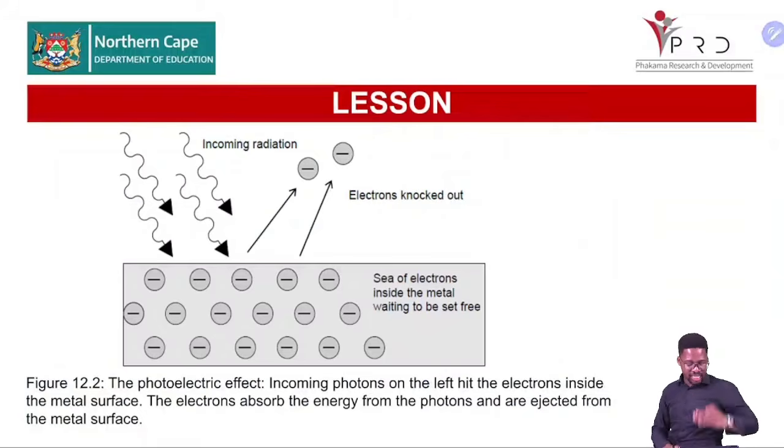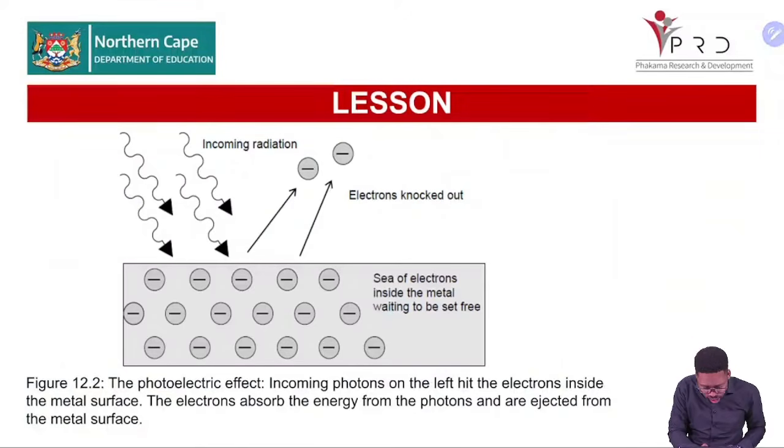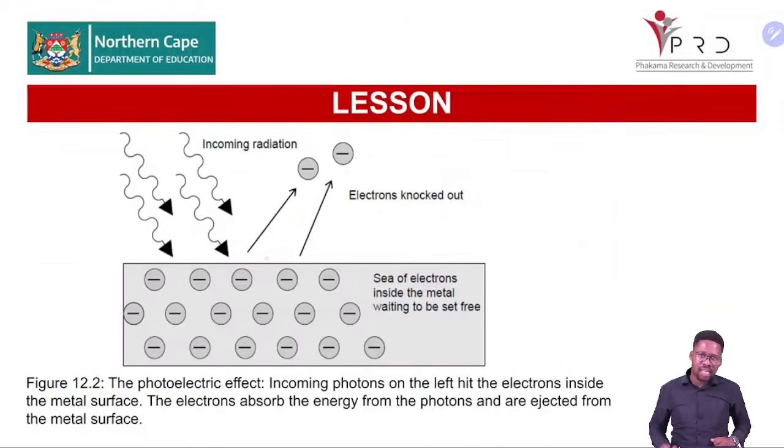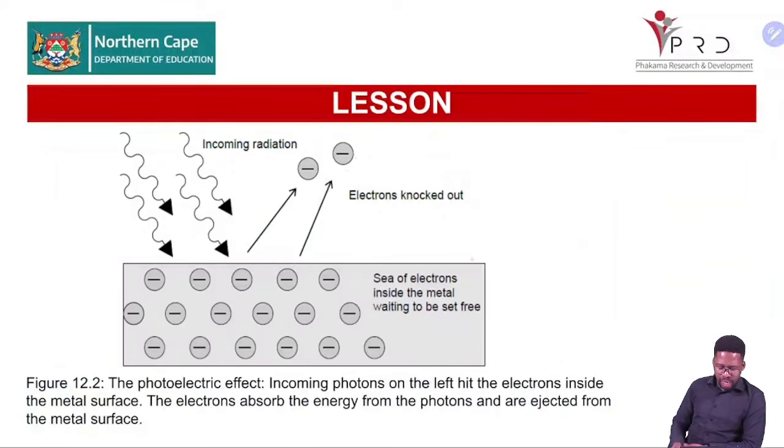electrons were ejected. Because what is photoelectric effect? It is a phenomenon, a process whereby electrons are ejected from a metal surface when light shines on the metal surface. And that light must have enough frequency and enough energy. So this is a typical demonstration of photoelectric effect: if light with a suitable frequency is incident on the metal surface, it will cause the electrons to be ejected.